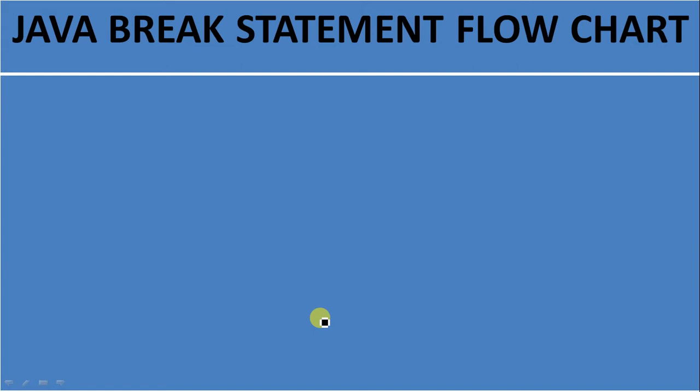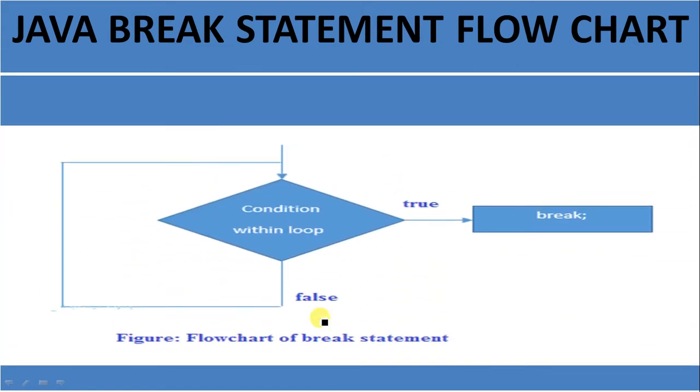Java break statement flowchart is like this: you are performing some operation by using the loop. So we check the condition within the loop. If it is true, then we call the break statement. As the break statement is executed, it brings the control out from the loop. If the condition is false, it executes again and checks the condition.